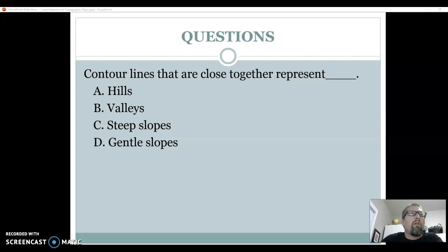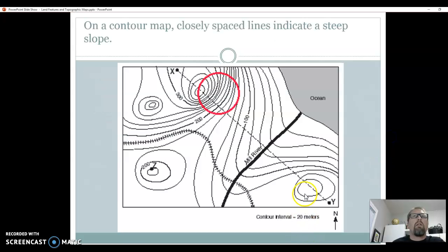All right, so picking up here in part 2 of topographic maps, hopefully you got the correct answer here. Contour lines that are close together represent steep slopes. Yes, they could be hills, they could be valleys, but if the contour lines are close together, that indicates a steeper slope. Let's see that here in this picture where the contour lines are packed closer together. We have a steeper slope, and where they are farther apart, there is a more shallow slope.